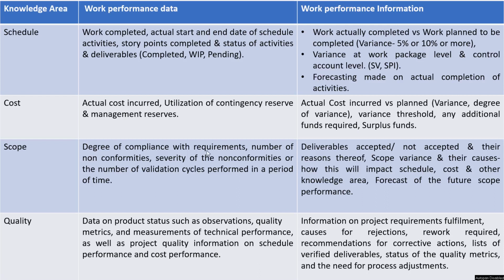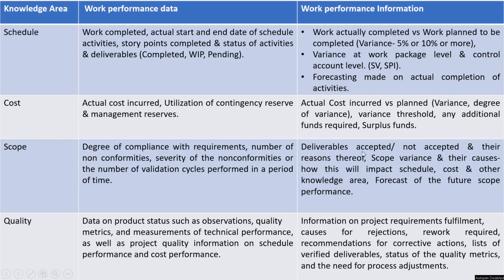If the requirement doesn't comply with what we planned, then what is the number of those non-conformities? If any requirement is being fulfilled but doesn't conform to the scope of the project, or there are certain deliverables that were planned but are not accepted by our client, what is the number of those deliverables not accepted by the clients, what is the severity of the non-conformities, and also the number of validation cycles performed in a period of time. So this is regarding the work performance data.